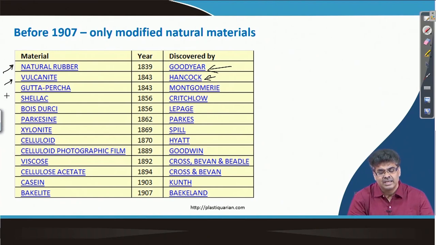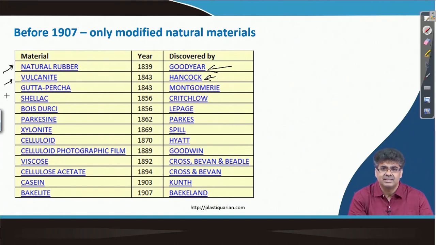Later Hancock was granted a patent in England, and Charles Goodyear's brother Nelson Goodyear was granted a patent in the US in 1851 for this compound, vulcanite. There also, cellulose nitrate, or nitrocellulose as it is sometimes called, was used for several applications like celluloid and celluloid photographic films and so on.